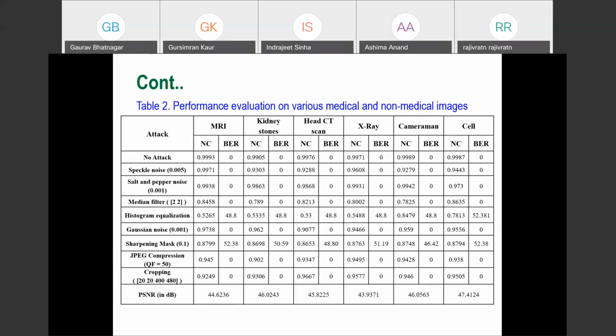The feasibility of our proposed work is tested for different medical and non-medical images. And the results are as follows. In the medical images, the histogram equalization is still not giving the acceptable NC value and the acceptable BER. However, for the cameraman and the cell images, the histogram equalization is giving a good amount of robustness. However, the BER is still not acceptable. For all the other images and for all the other attacks, the acceptable value of NC, that is close to 1, is obtained. And the highest value of PSNR obtained is 47.41 decibels in the case of the cell image.